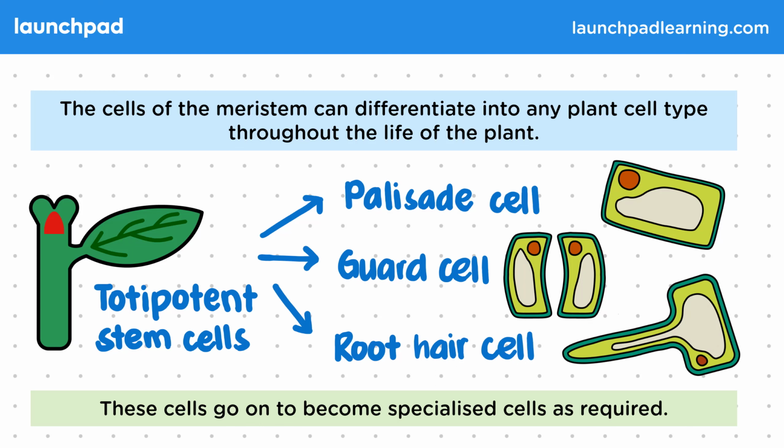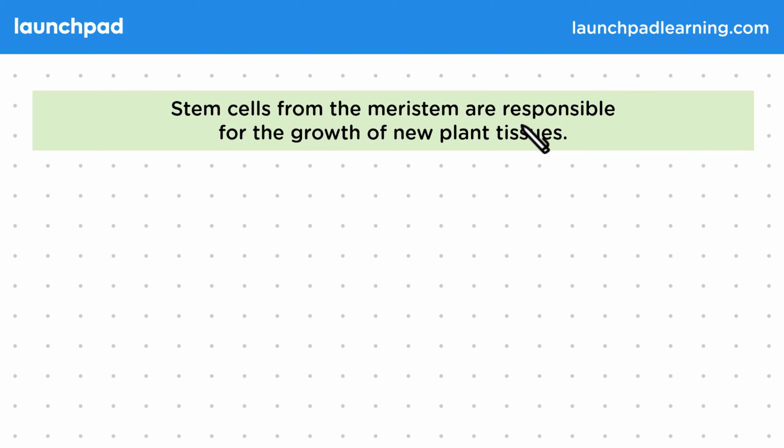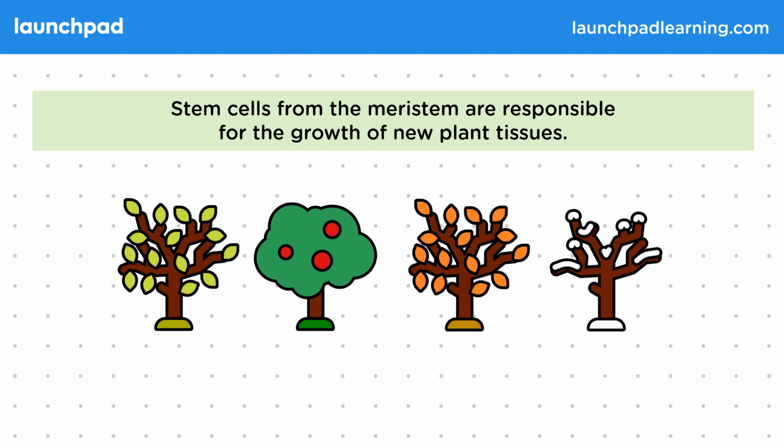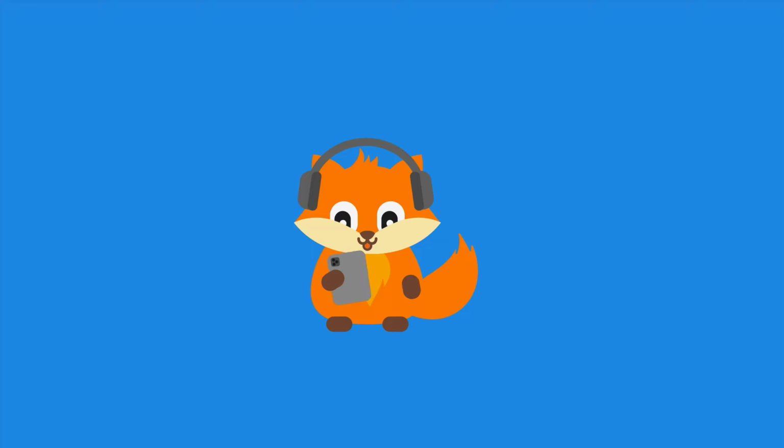How is having these totipotent cells an advantage to plants? Stem cells from the meristem are responsible for the growth of new plant tissues. Unlike humans, plants continue growing throughout their life and also undergo seasonal changes with the climate. For example, if the plant's leaves fall off or if the plant is damaged or cut, it can regrow. For the exam, you should know how meristem tissue is different from human stem cells and be able to describe its function. Thanks for watching.